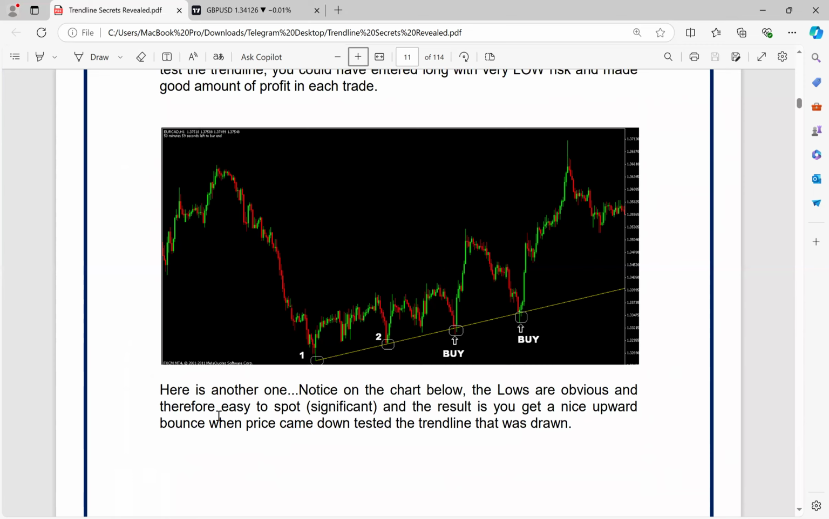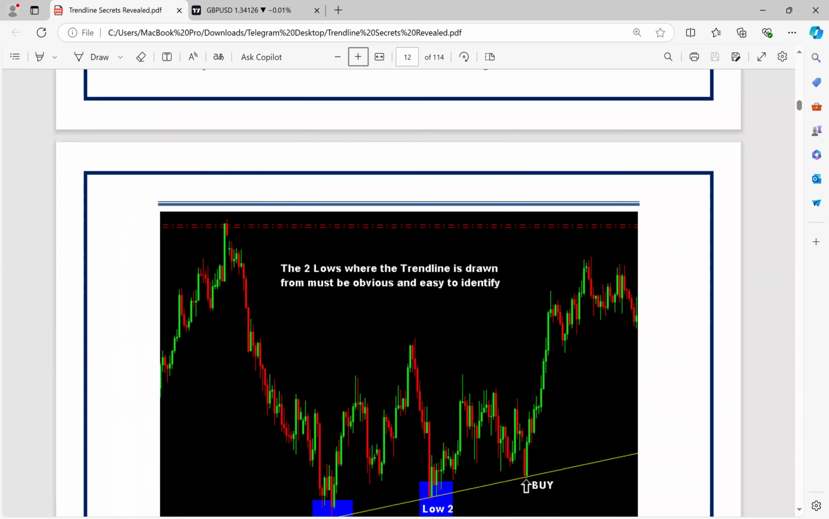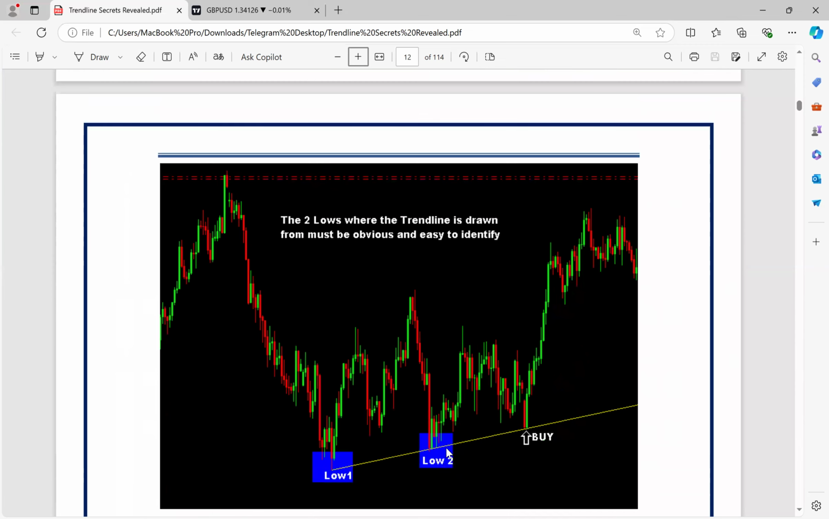Here's another one. Notice on the chart below, the lows are obvious and therefore easy to spot, significant, and the result is you get a nice upward bounce when price came down and tested the trend line that was drawn. So now let's see that. Look at the two lows: this is the first low and this is the second low. The first and second lows were just to connect the trend line. They are obvious lows. When you extend it, on the third touch, you buy. Now that's the rule of a trend line.